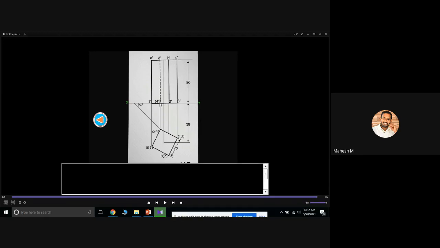So if we are creating this diagram with the base inclined at 30 degree to HP, then the axis will be 60 degree inclined. Okay, so ரெண்டுமே opposite. If it is 30, then the axis will be 60. If you are creating your base with an angle of 60 degree, then the axis will be 30 degree. Okay, so it is totally reversed.